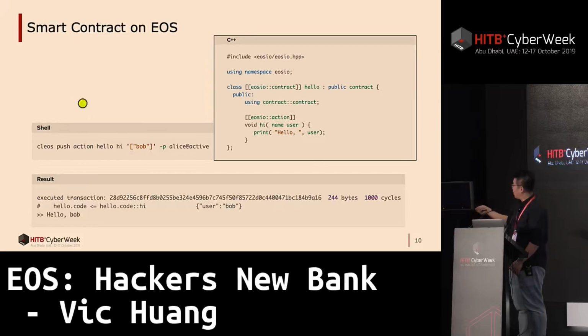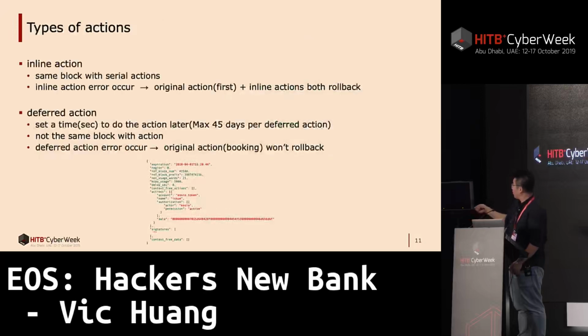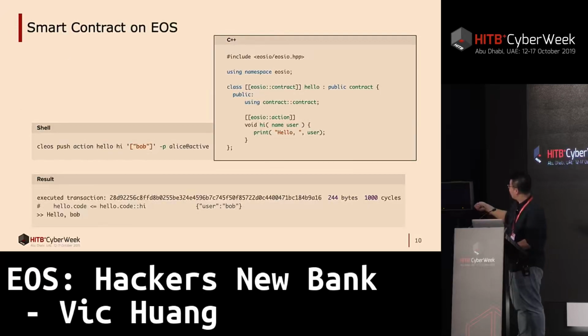So what does this instruction do? It calls the hi function in the hello smart contract with the data named Bob. In the function hi, you will say hello to the username. After the execution, the result will be like this: say hello to Bob.